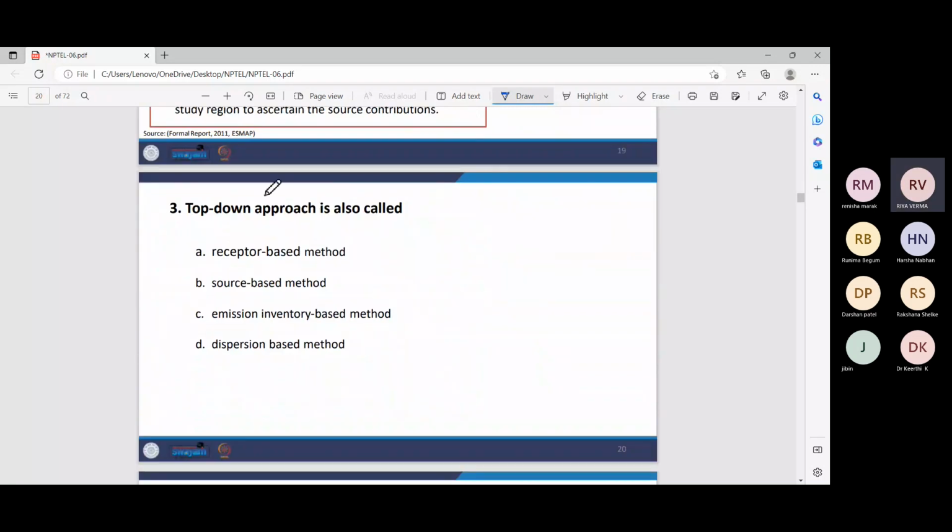Okay, so moving towards the next question. Earlier we discussed the bottom-up approach. Now we are going forward to the top-down approach. So the top-down approach is also termed as: receptor-based method, source-based methods, emission inventory-based methods, or dispersion-based method? Which one is it? Receptor-based method, ma'am. Yes, correct.